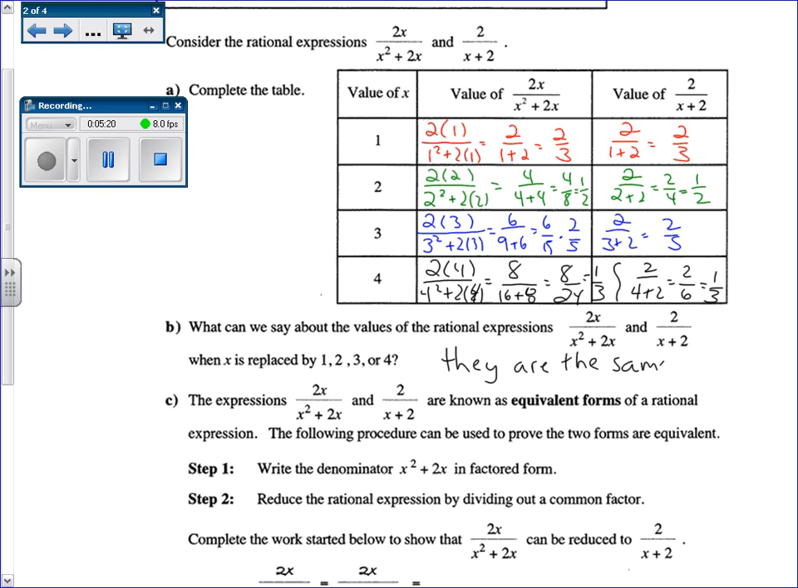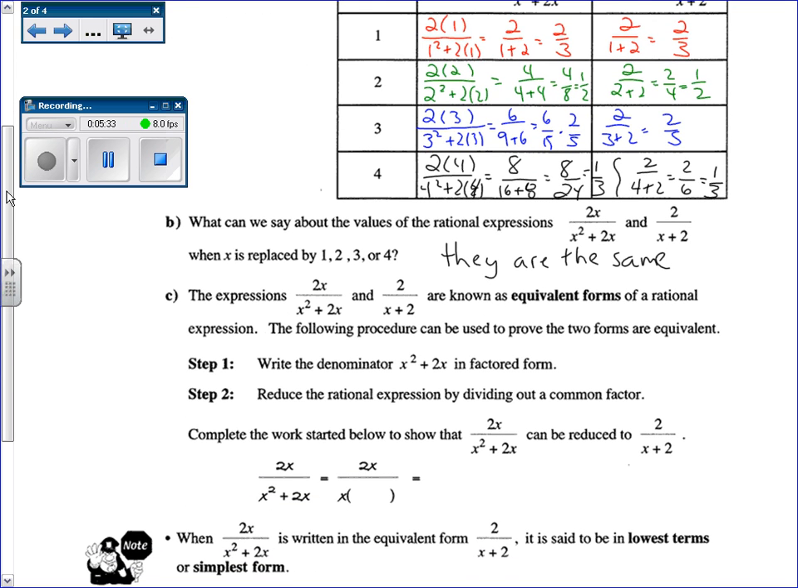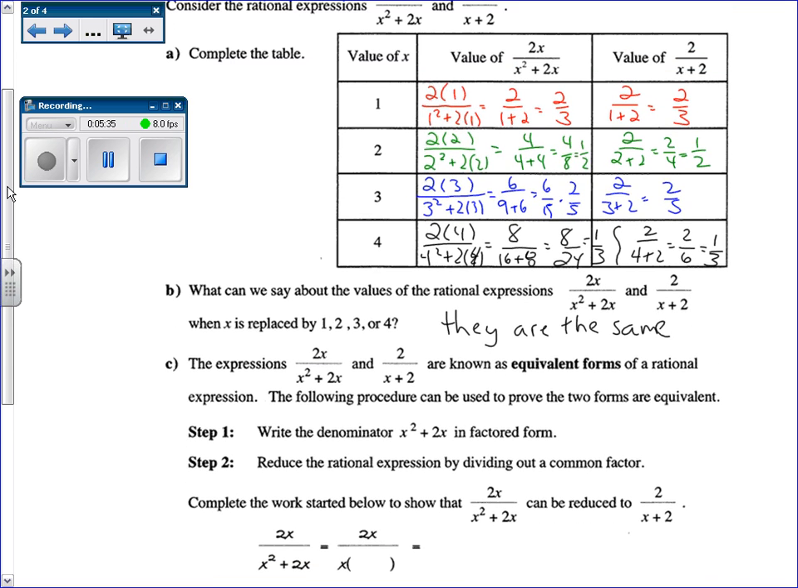So what we say then is that 2x divided by x squared plus 2x and 2 divided by x plus 2 are equivalent forms of a rational expression. And we can use something to prove that they're the same thing. But what I want you to note is how much easier it was to work with this expression than with this expression. It was a lot easier to work with the simplified version, which we can get by factoring.